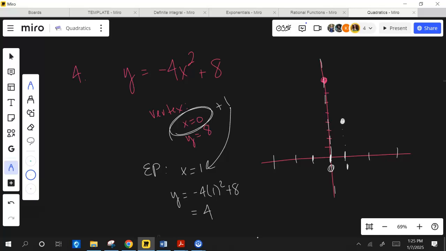(1, 4). It is upside down, but shouldn't it be upside down? Did you say that? Yes, because of the negative in front. So yes, it should be upside down.